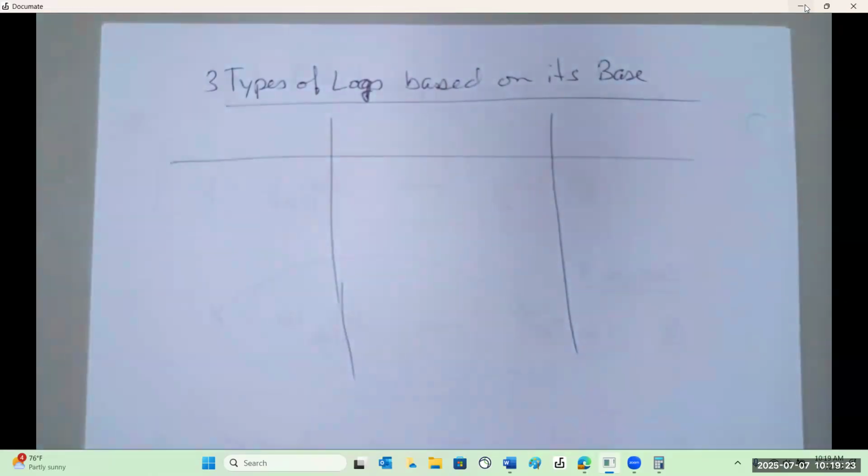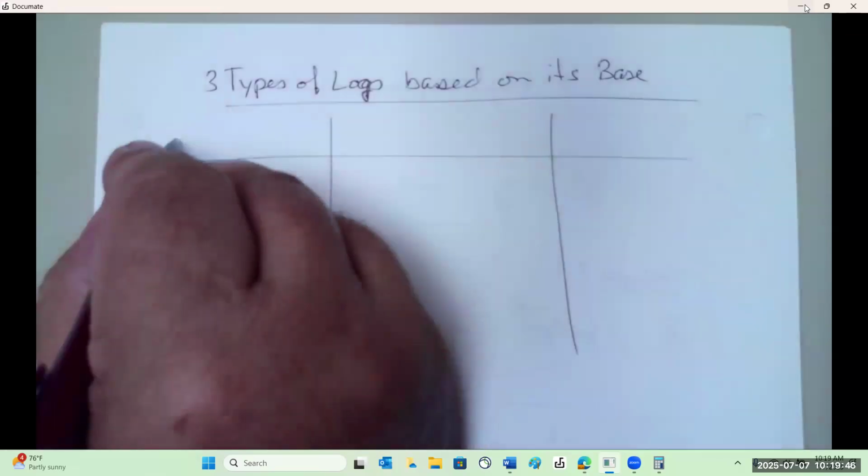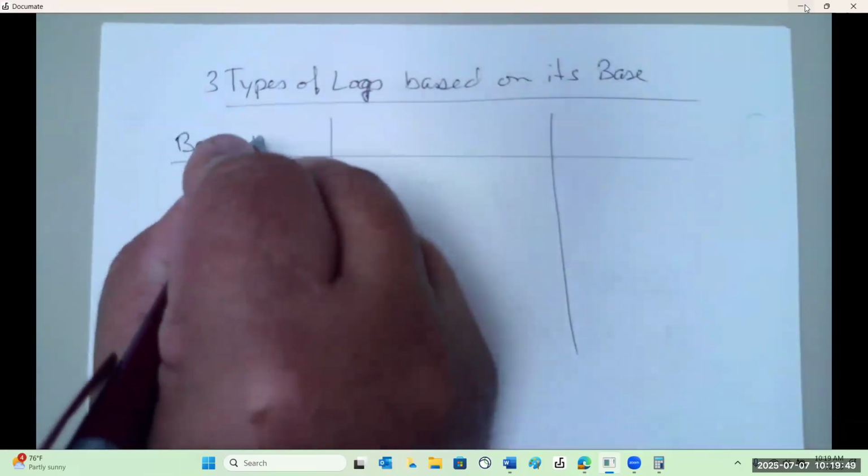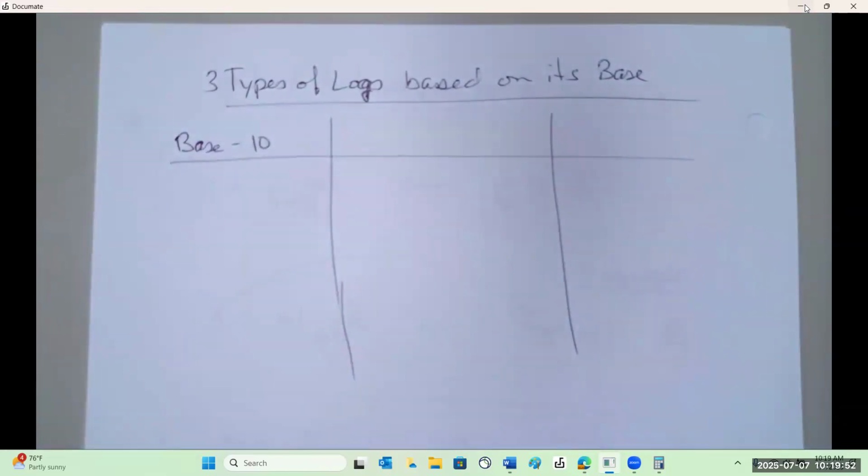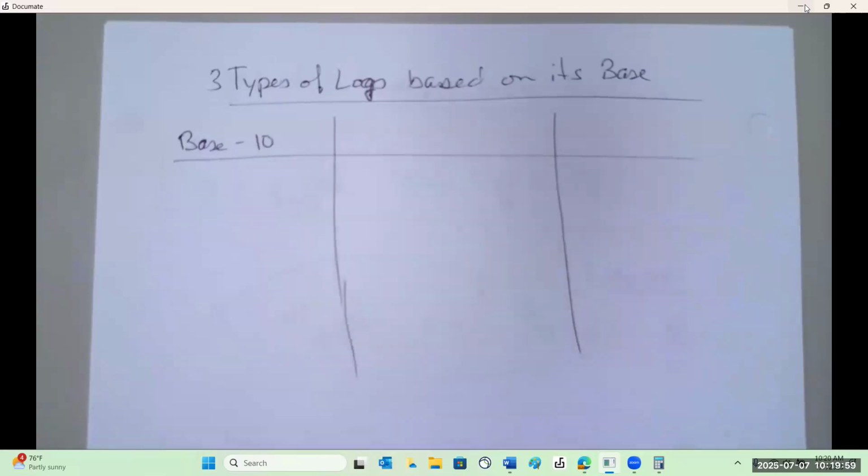In our counting system, what base number system do we use? Think of it: when we count, 0, 1, 2, 3, 4, 5, 6, 7, 8, 9, then it goes to 10, which is 1, 0. So we have what's called a base 10 system. It's a decimal system. Deci is 10.